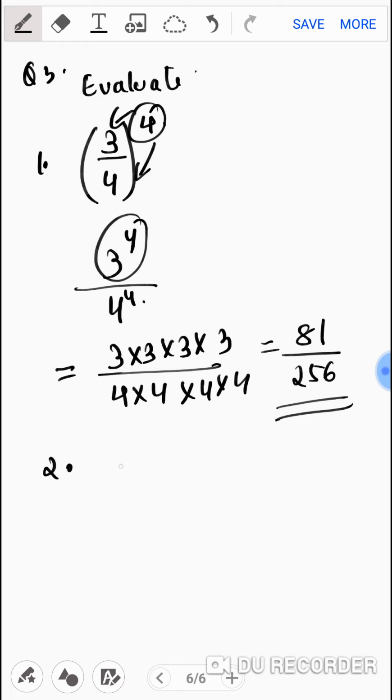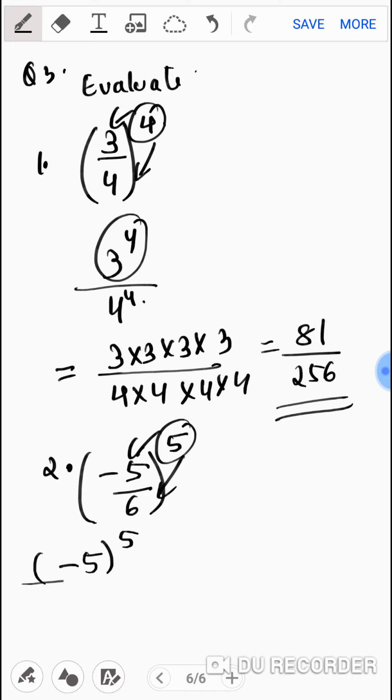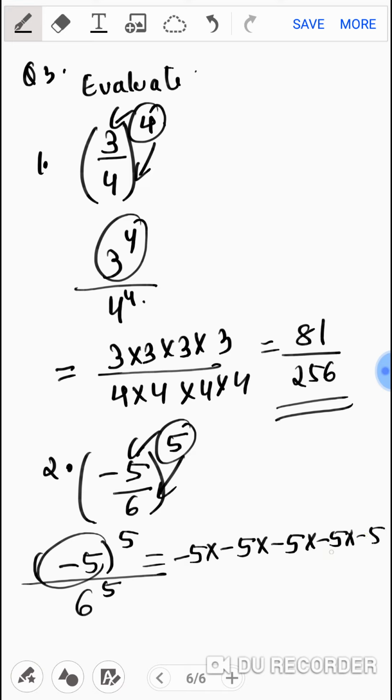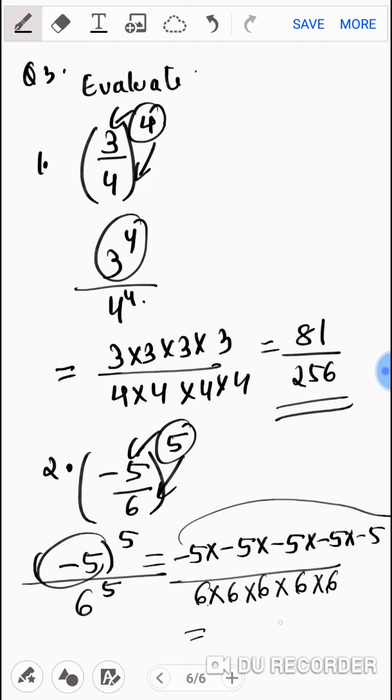Your problem number 2 of question 3 is minus 5 upon 6 raised to 5. My dear kids, this 5 is with minus 5 also, with 6 also. So minus 5 raised to 5 upon 6 raised to 5. So you have to multiply minus 5 for 5 times and 6 for 5 times. Got my point clear? When you multiply 5 five times, you will get 3125. And when you multiply 6 for 5 times, you will get 776.